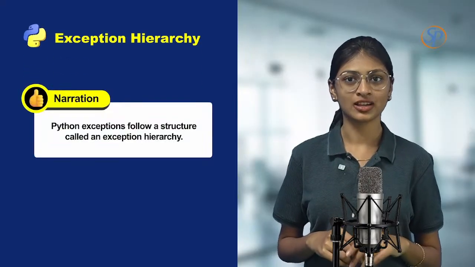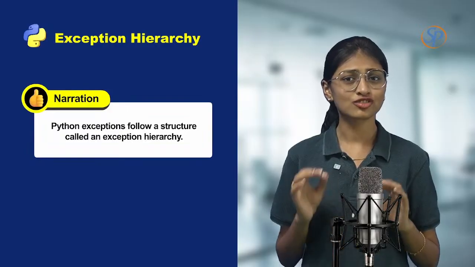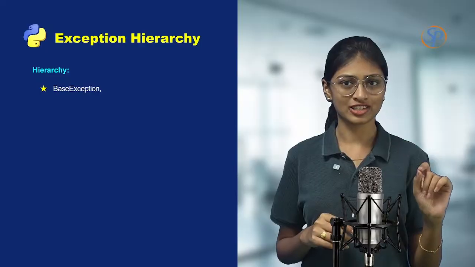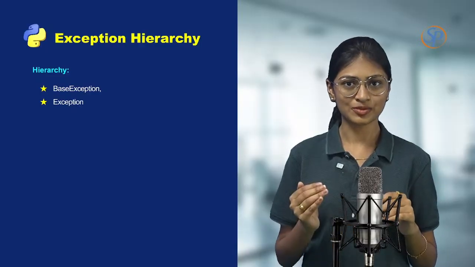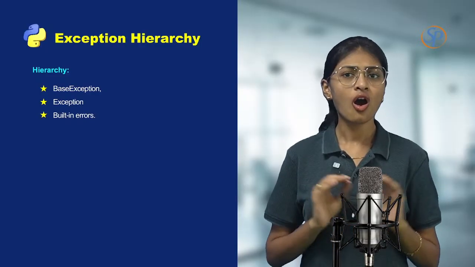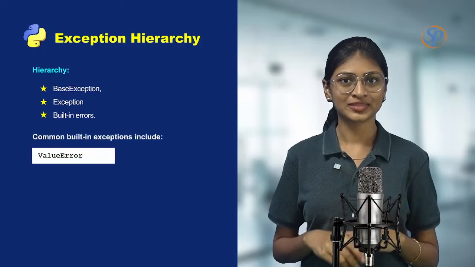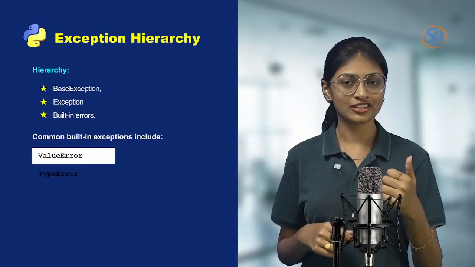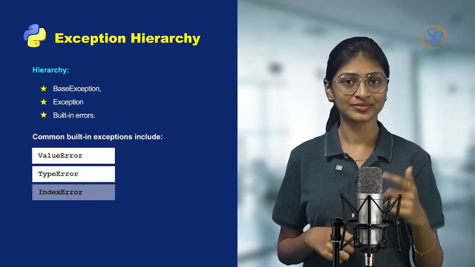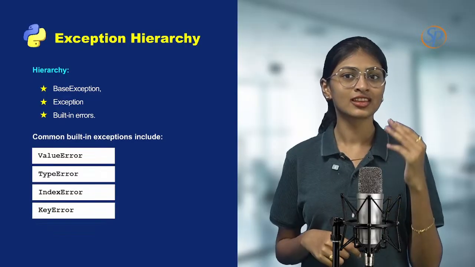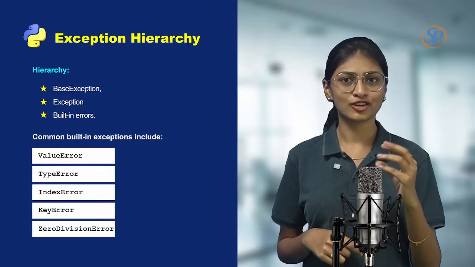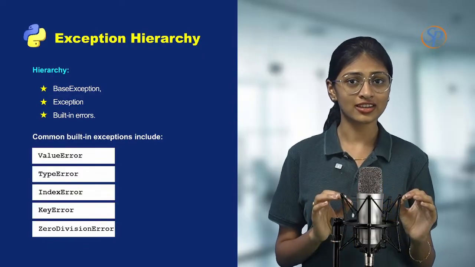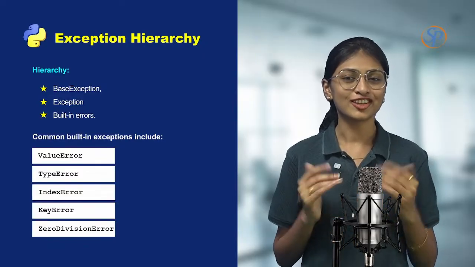Exception hierarchy. Python exceptions follow a structure called a hierarchy. At the top is BaseException, then Exception, and then all built-in errors under it. Common built-in exceptions include ValueError, TypeError, IndexError, KeyError, ZeroDivisionError. Knowing this hierarchy helps you catch the correct error and avoid catching the wrong ones.